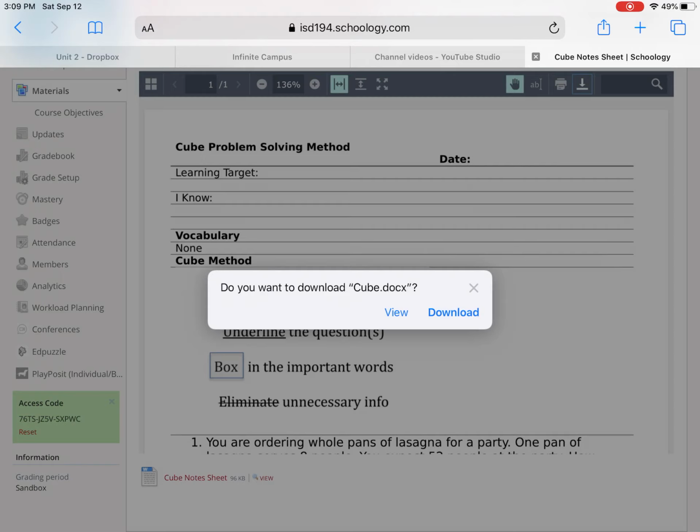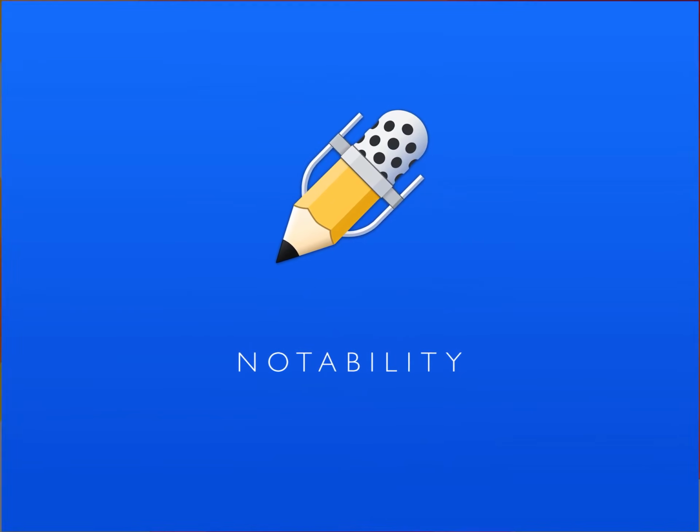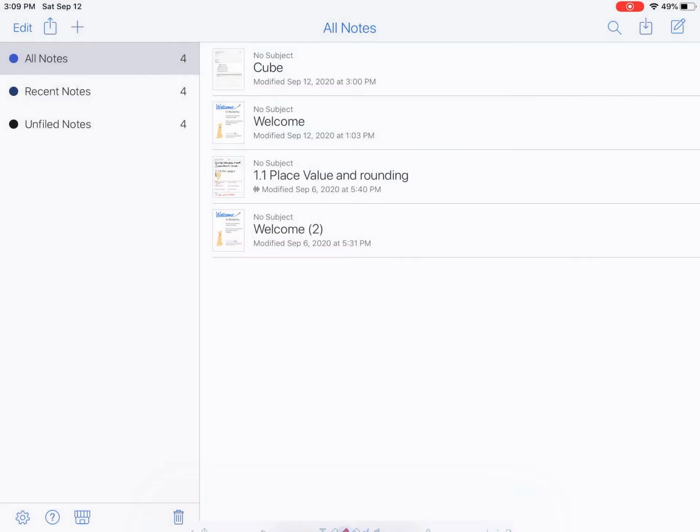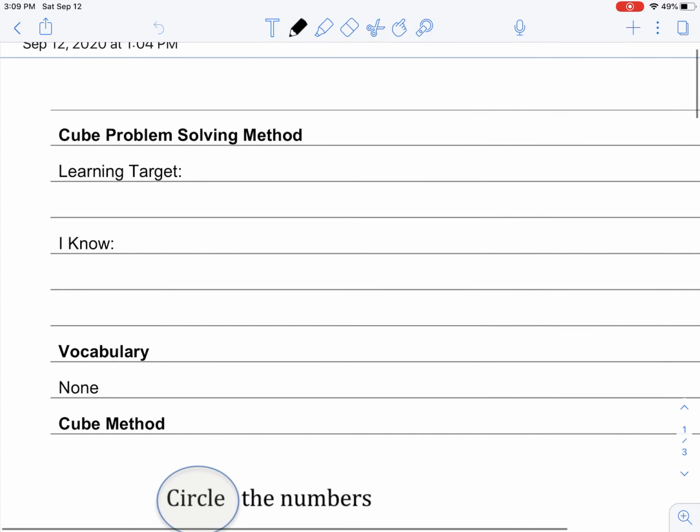So you should be doing this before you watch videos in the future. Print out the note sheet and then have that handy with you while you watch the video. The other option is to download it and then open it up in Notability. Notability is a super awesome app that we are going to be using to make my videos so that you can learn. There's a few things about this.